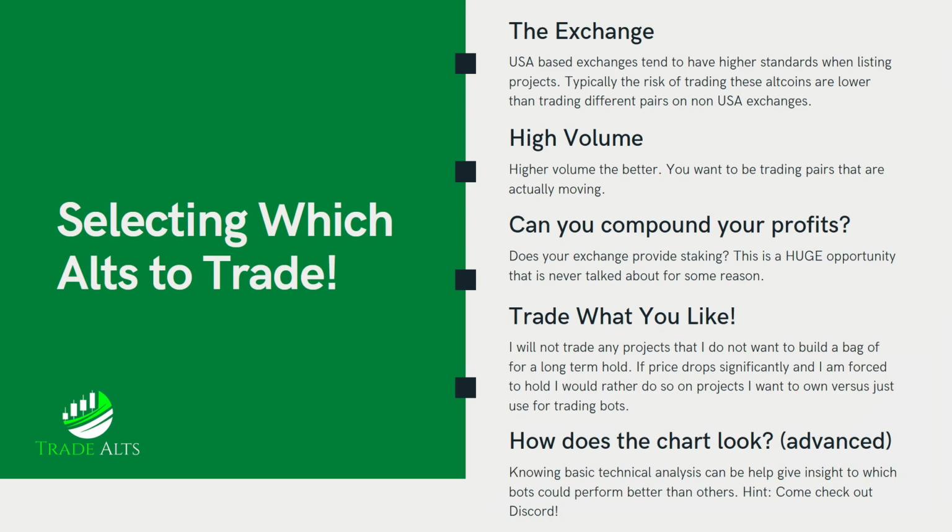So the fourth thing is trade what you like. It's very simple. I don't trade anything that I don't actually want to hold for the long term. This is a personal thing, and it's why I'm using trading bots to begin with. I like to use them passively to help build my crypto bags while I'm doing other things. But I don't trade any pairs, any altcoins, that I do not actually want to own. And that's just my personal opinion. That's just what I like to do.